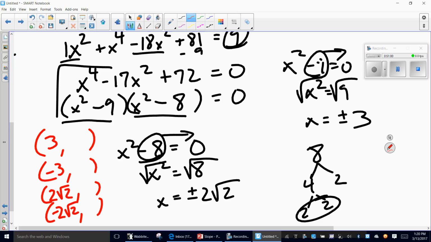So how could I figure out my y's? Plug them in, plug them in. So how many different problems will that be? 4. You got to plug in 3 and figure out the y. You got to plug in negative 3 and figure out the y. You got to plug in 2 times the square root of 2 and figure out the y. And then you got to plug in negative 2 times the square root of 2.